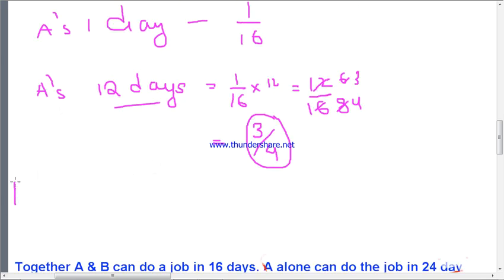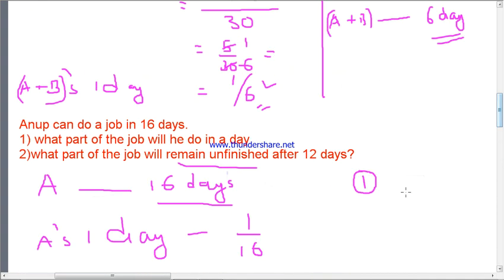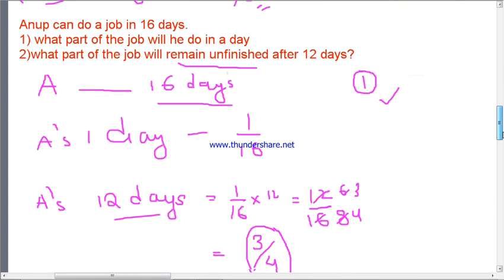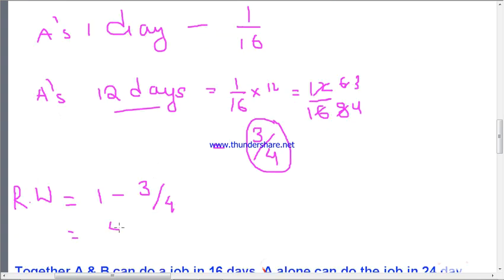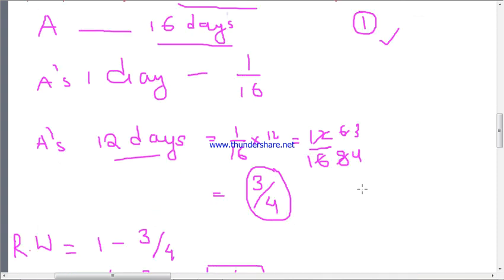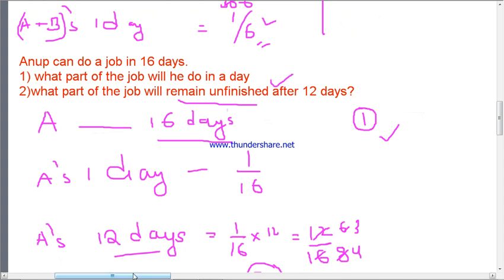In order to find the remaining work, I'll write RW. Very simple. As I told you, 1 is considered to be the complete work. So complete work is 1, and in 12 days he completes 3/4 of the work. Subtract these two by the LCM method, you will get 4 minus 3 divided by 4. That means unfinished work is 1/4. 1/4 of the work is still remaining. Is that what they are asking? Yes, they are asking the remaining work.